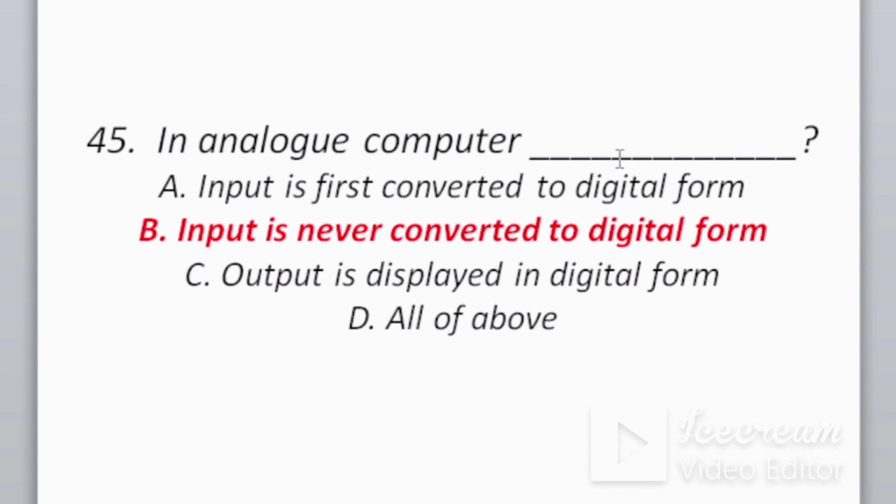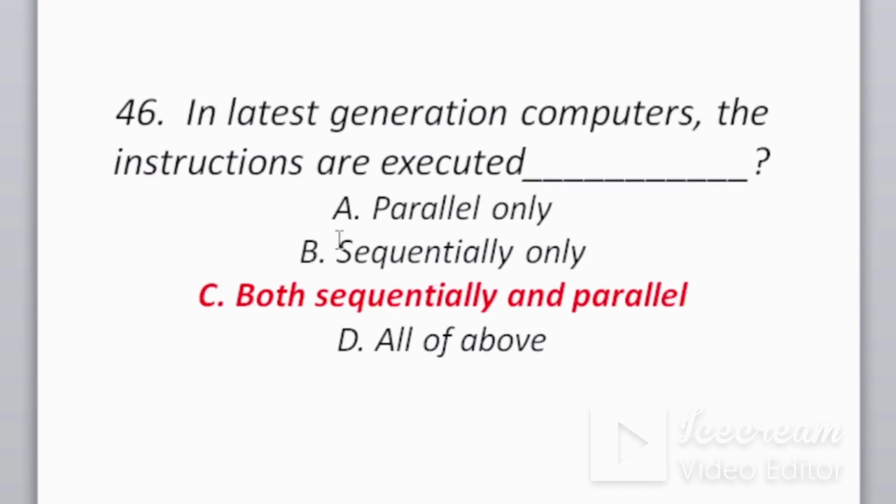45. In an analog computer dash. A. Input is first converted to digital form, B. Input is never converted to digital form, C. Output is displayed in digital form, D. All of the above. The correct answer is input is never converted to digital form, option B.